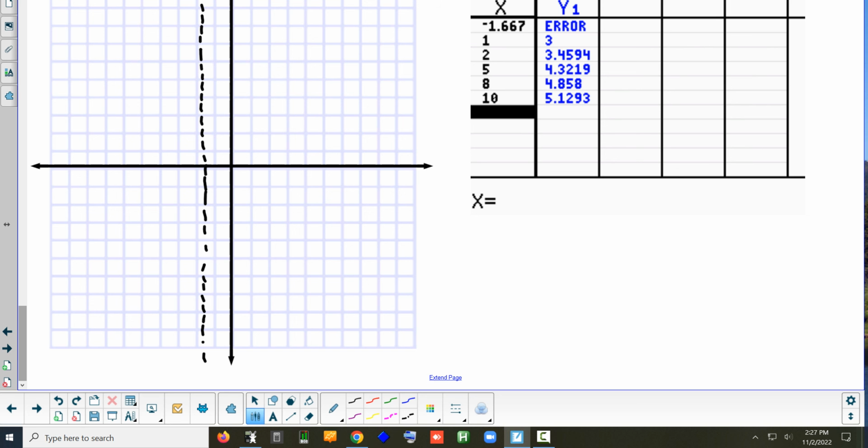Graph those points. 1, 3. 2, about 3.5. I could probably just go right to 10. 10, about 5.1. So there's your curve.